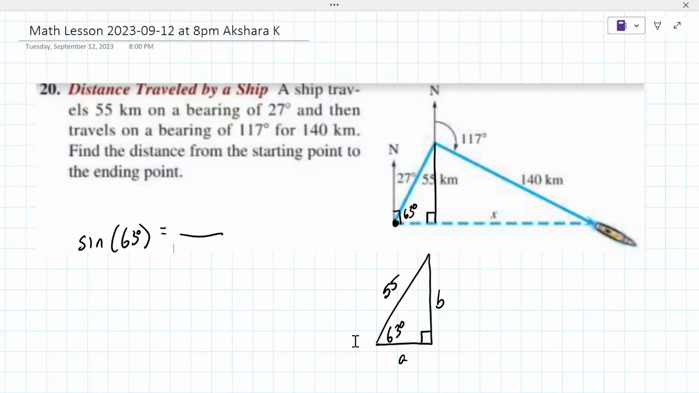So sine of 63 is what over what? B over 55. Okay. How do you solve this for B?